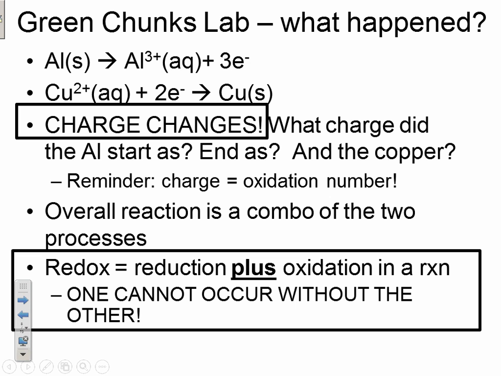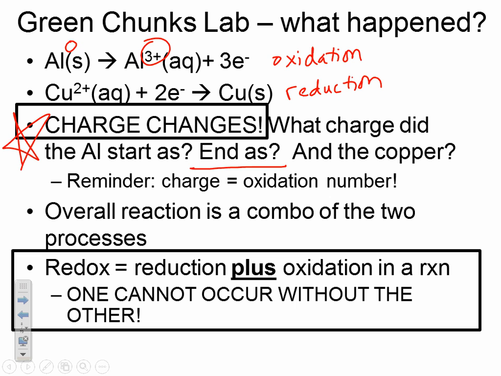And looking at these 2 processes individually, you have your aluminum. This is called oxidation, what the aluminum did, and the copper, this is called reduction, and we see that the charge is changing. The aluminum started at a 0 charge because there was no charge written, and it ended at a +3 charge. And the copper started at a +2 charge, and it ended at a 0 charge.